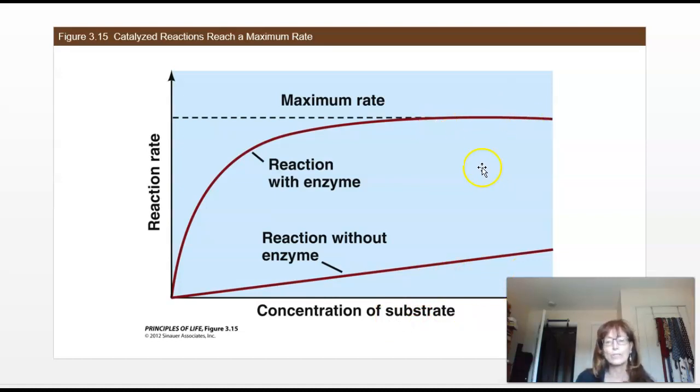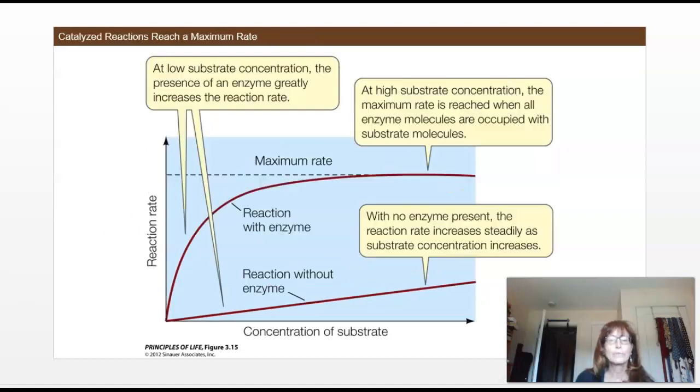That's kind of that Uber driver thing that I mentioned. So this is basically looking at the same thing. And so when substrate concentration is very low, we're going to have a fairly low rate of activity here. And as you get more substrate, then you're going to have faster and faster activity. So that kind of makes sense.